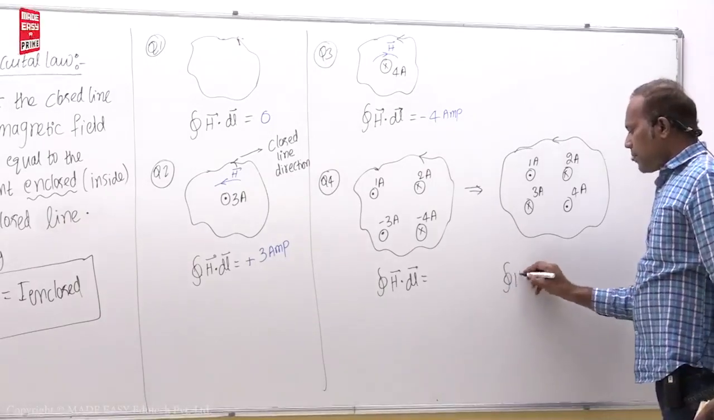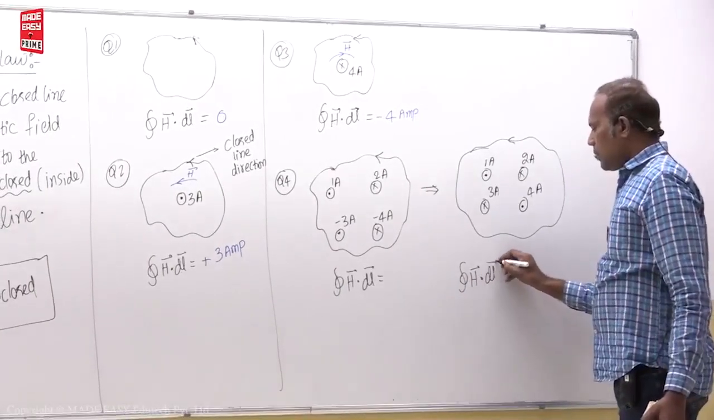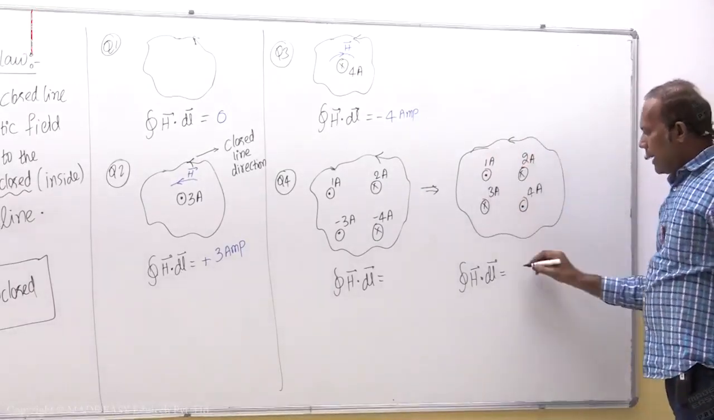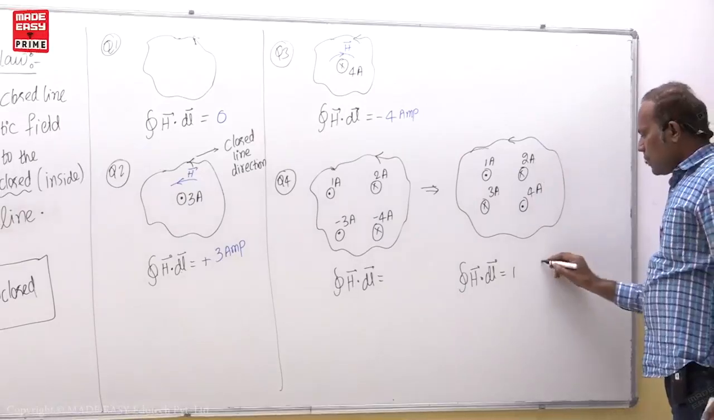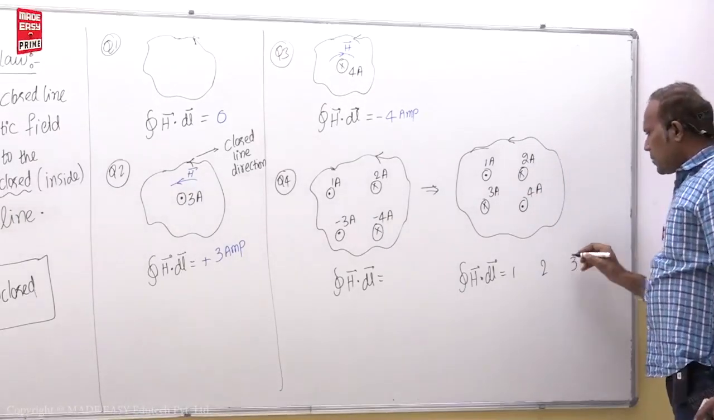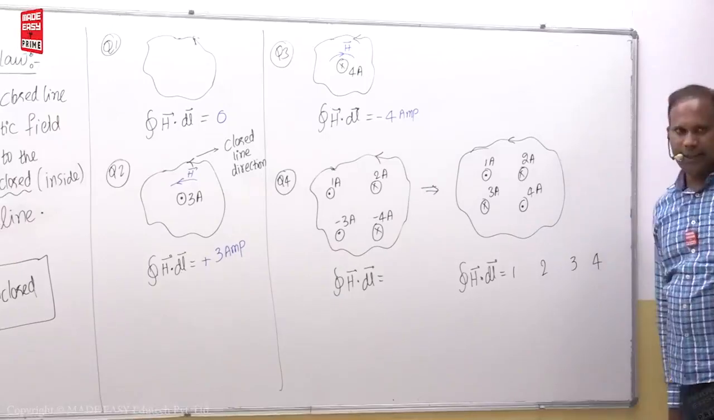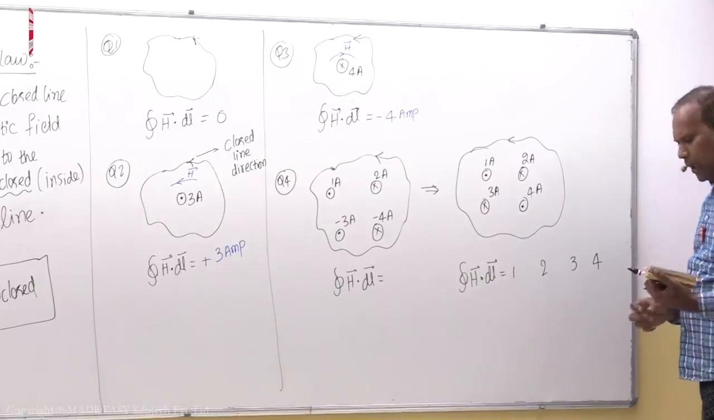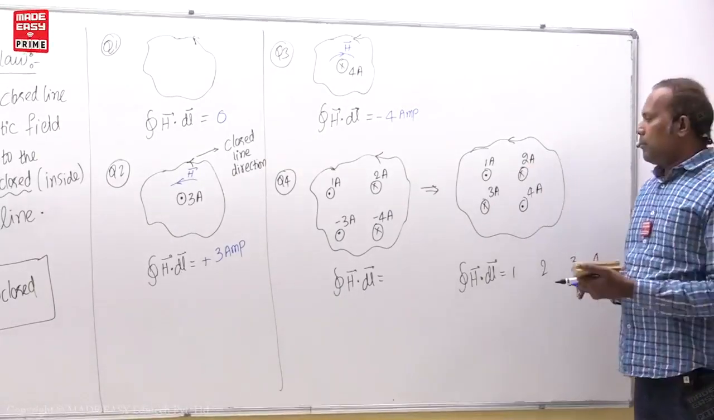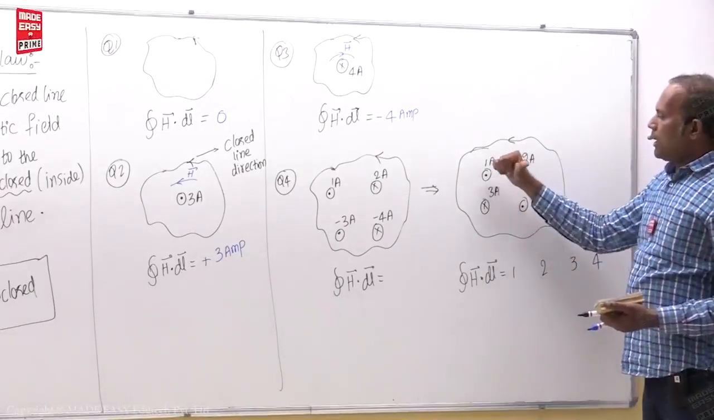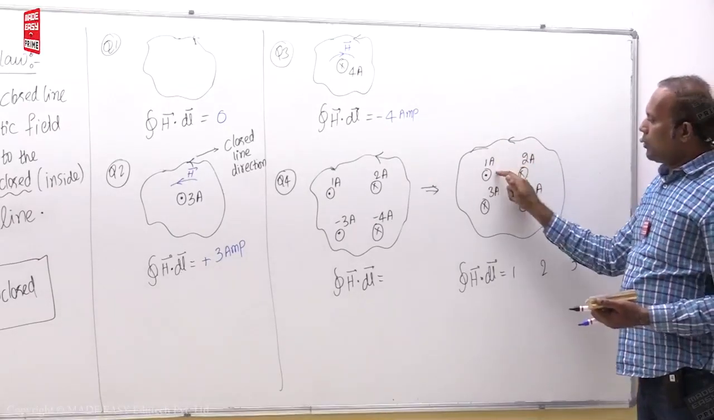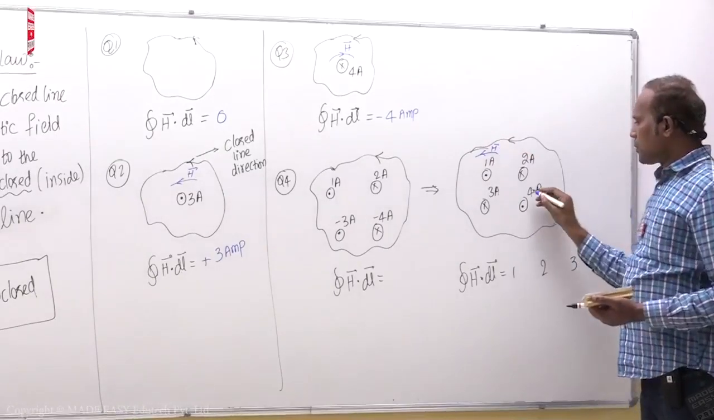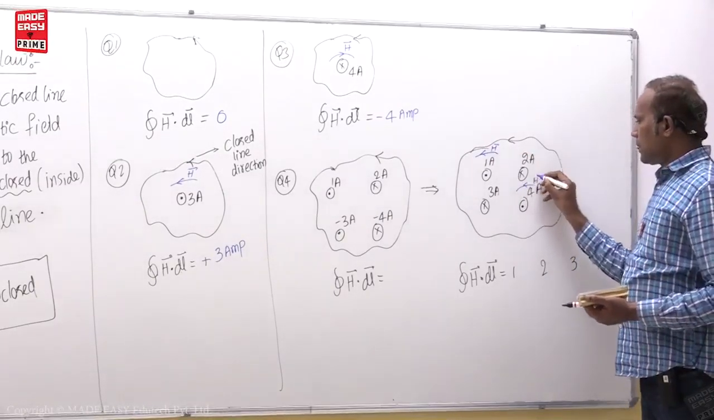Now closed H dot dl bar is equal to, now what you do, inside this closed line 1 ampere also is there, 2 also is there, 3 ampere conductor also is there, 4 ampere conductor also is present. Now you wrote the magnitudes of the currents actually. Now what you do, this is out of the board current, then H bar generated due to this is in this direction. Similarly, due to this also H bar generated is in this direction.